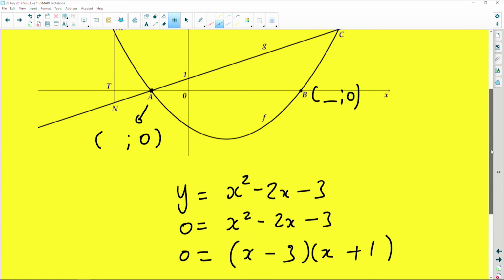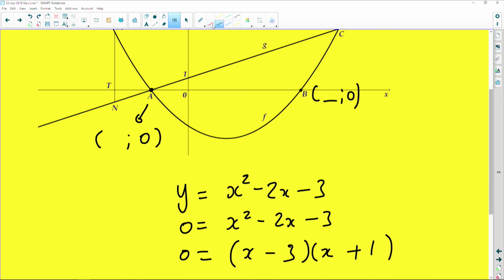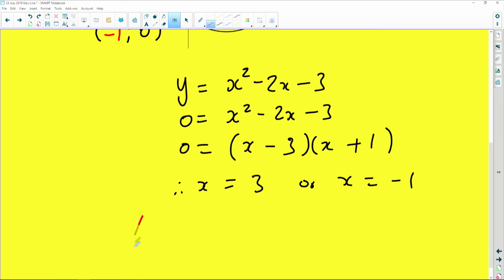According to the drawing, you can clearly see that A is on the negative x-axis, so it has to take the negative x value, and B is on the positive x-axis, so it takes the positive value of 3. Then the coordinates of A will be (minus 1; 0), and B will simply be (3; 0). Quite powerful and not complicated at all.